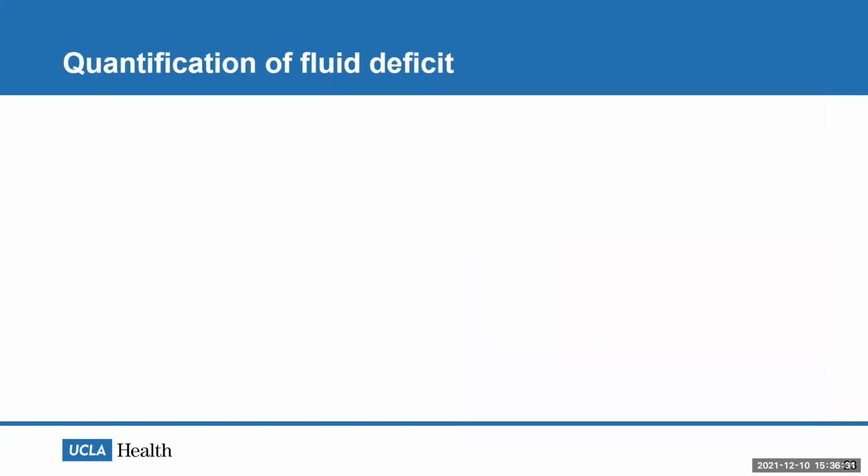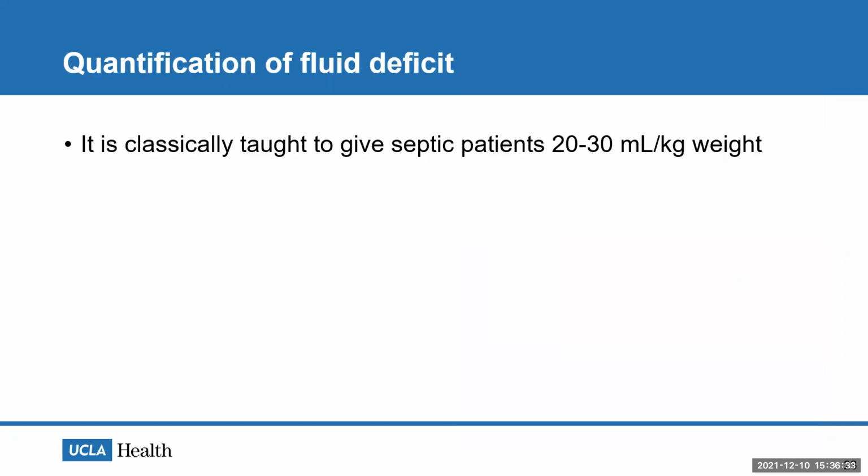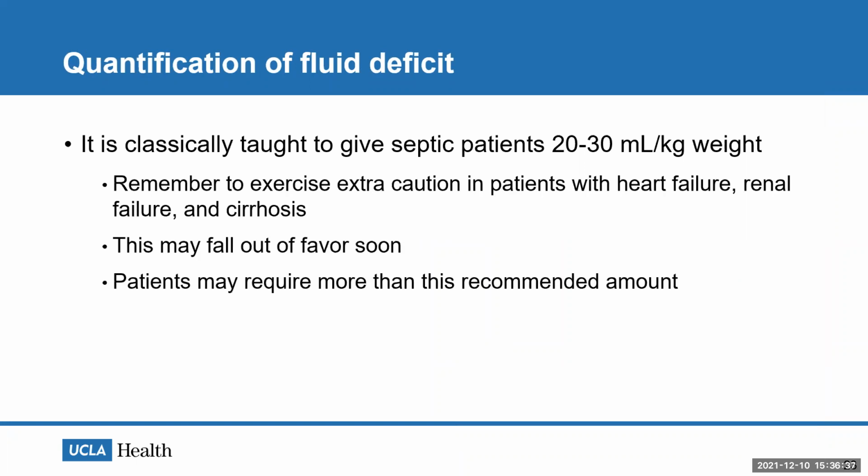So how much fluid do you give? Well, it's classically taught to give septic patients 20 to 30 cc's per kg of their weight. You have to be careful in patients with heart failure, renal failure, and cirrhosis. They can't necessarily accommodate all that fluid. This number may fall out of favor soon, it's hard to say. And remember, some patients may actually require more than this recommended amount. So don't be afraid to give more if you think it's necessary.